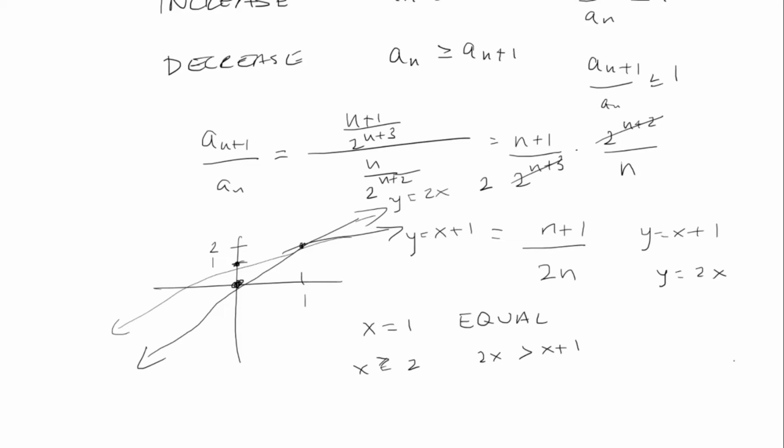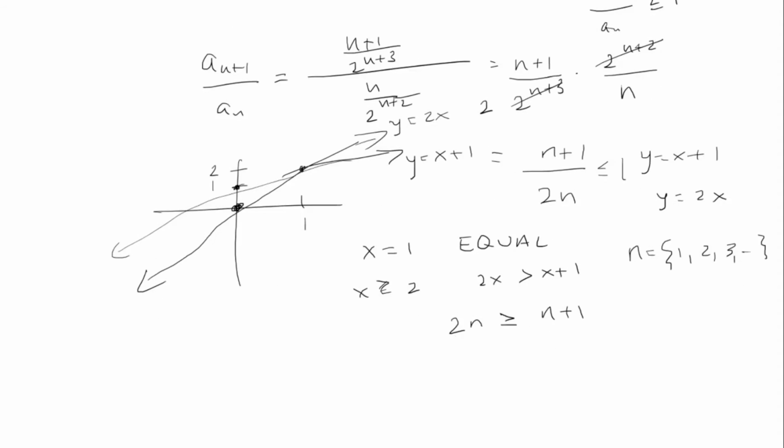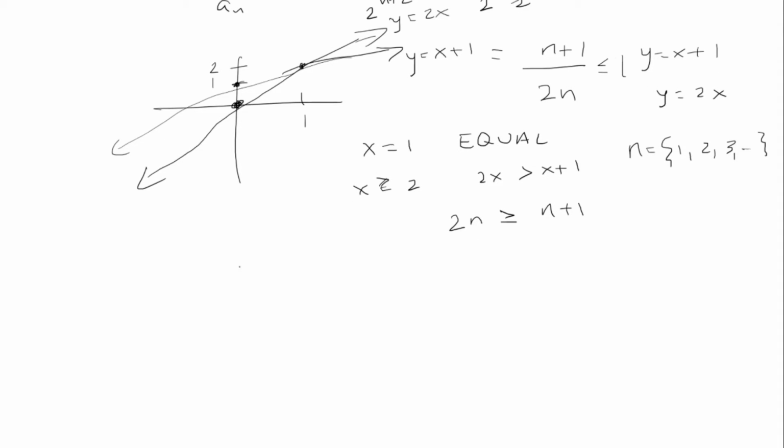And because we have a sequence here, the sequence is defined for n equals 1, 2, 3, etc. So we're only interested in those numbers, which clearly, as we've shown here, 2n is greater than or equal to n plus 1. So that means that the denominator is bigger, and therefore the ratio is less than or equal to 1, which means the sequence is decreasing. So therefore it is monotonic.